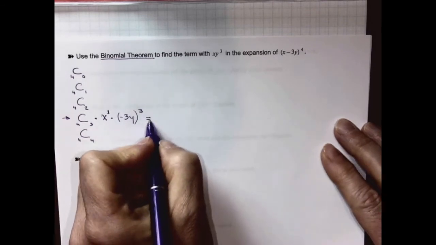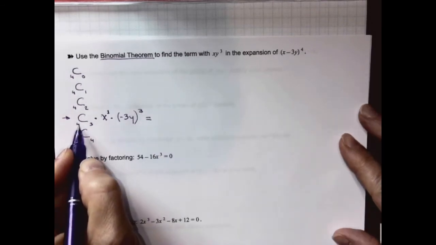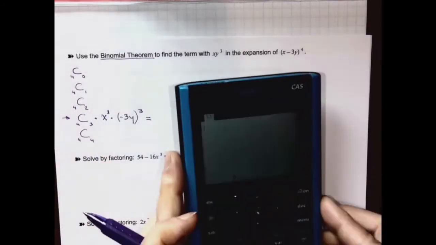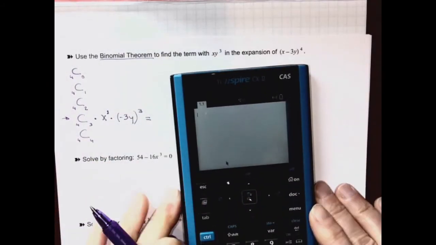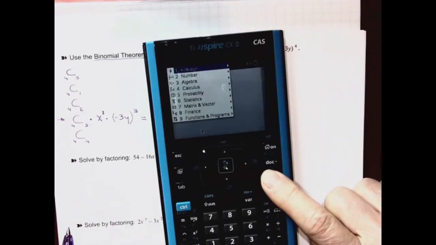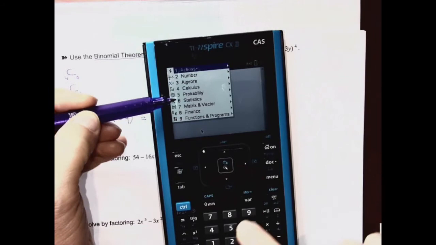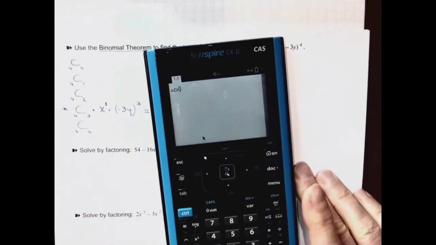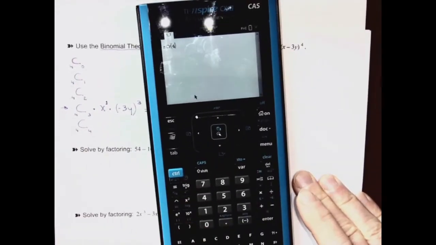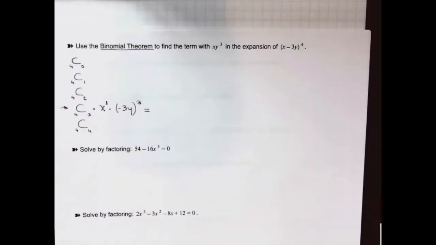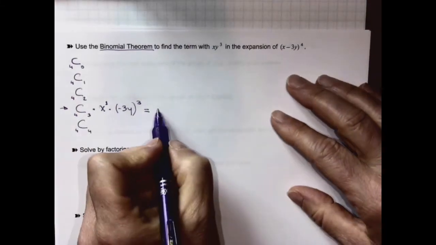So what is that term? Well, what is the combination 4, 3? We know what it will be, right? But just to review how to do it on the calculator, we're going to go menu, probability, number 5 and number 3 for combination. And then I'm going to put in 4, 3. So 4, is way down there, 3, and it's going to give me a 4, right? So we knew that, but still.